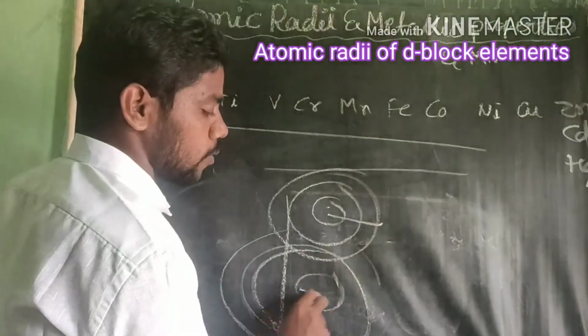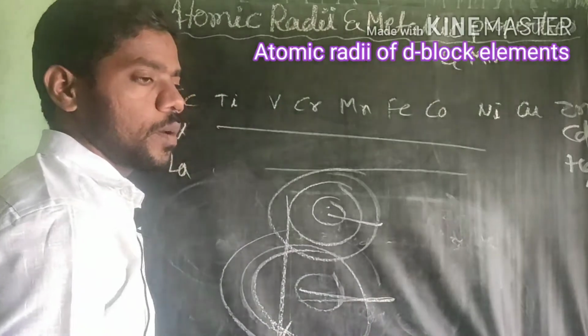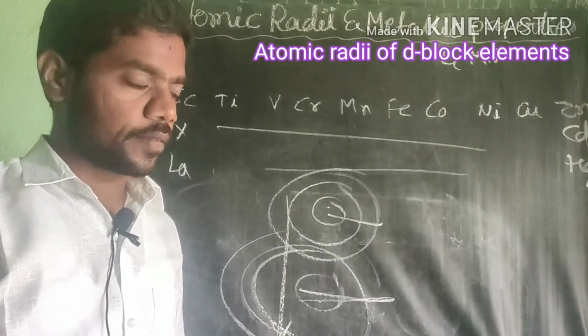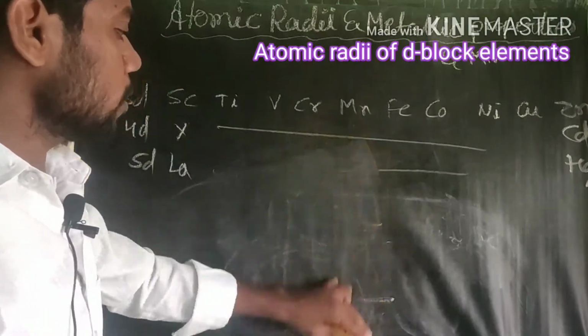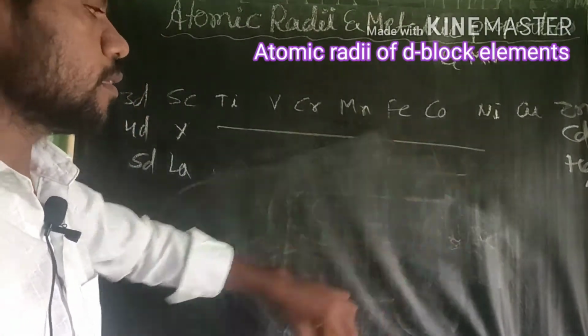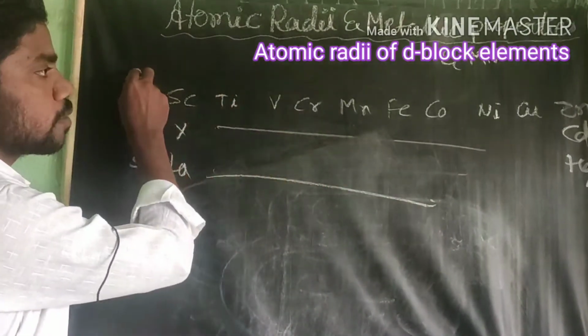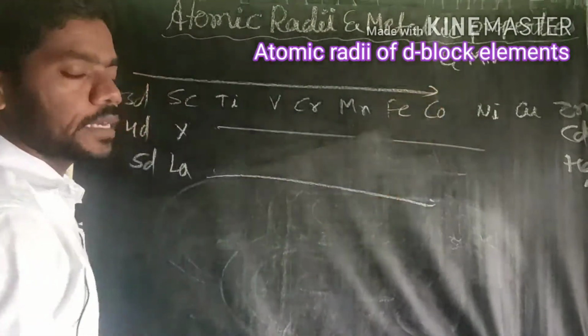Here 3D, here 4D. The force of attraction will be more. Therefore, from top to bottom, atomic radius will increase. Okay. Now go for our 3D series element, our D block element. The same concept applies, going from left to right in the periodic table.